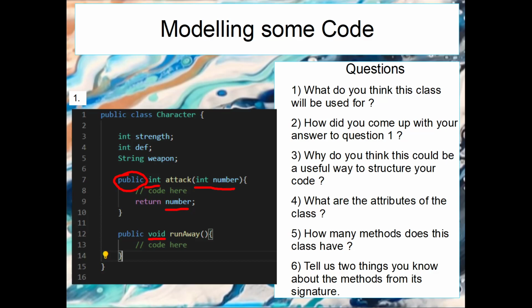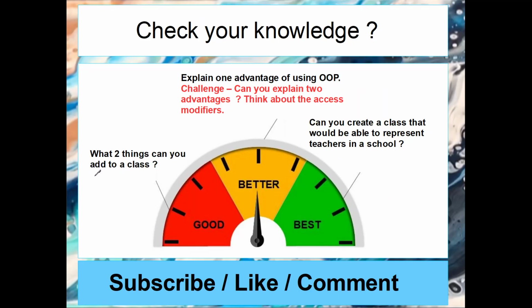Let's look at whether you can recall all the important information from this video. If you can answer these questions, I think you have a good understanding of the information. Can you tell me what the two things are that you can add to a class? Even better, I've already talked about one advantage here. Can you explain another advantage to make it two? Think about the access modifier and what we can change that to. Lastly, if you're able to do this, please leave it in the comments, because this shows you have a brilliant understanding of classes and OOP.